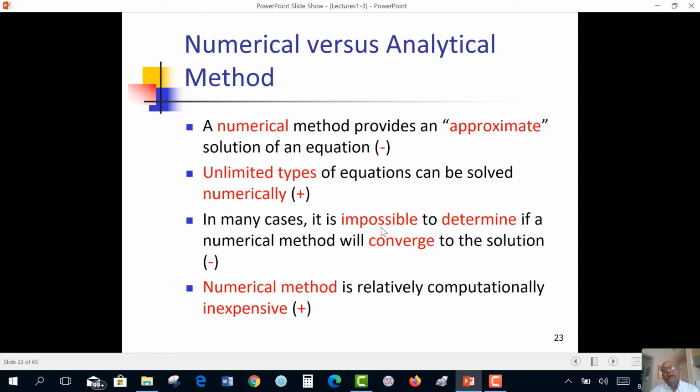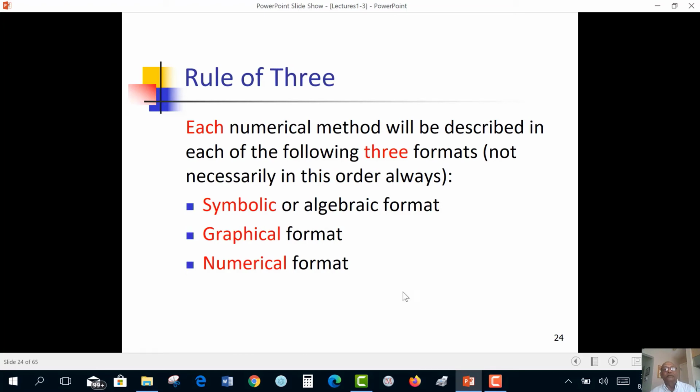In many cases, it will be impossible for us to determine if our numerical method will converge to the solution or not without trying it. So often we have to try it. However, a numerical method is computationally very inexpensive. So really, it does not cost us very much to try it, even if it may not converge. But if it finds the solution, we have got a very inexpensive solution.